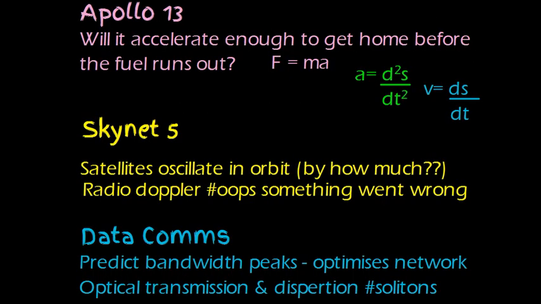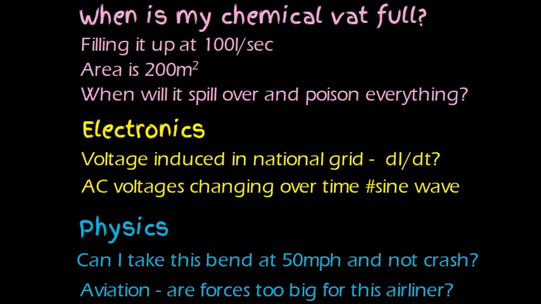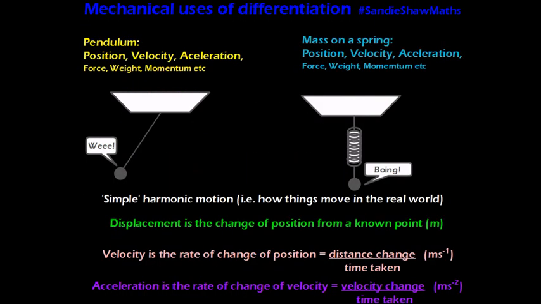Real life applications to do with related rates of change like speed, distance, time, how things change in the engineering world. When is my chemical vat full? If it's filling up at a certain rate, when will it spill over and poison everything? Physics: can I take this bend at 50 miles an hour and not crash? Can I go through this angle in an aeroplane without the wings separating from the fuselage? And loads of things on simple harmonic motion and how pendulums and different sinusoidal functions work.